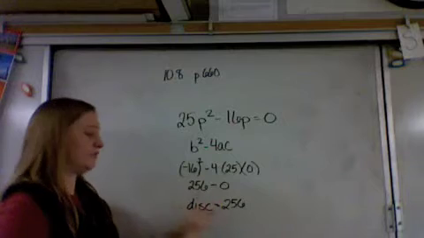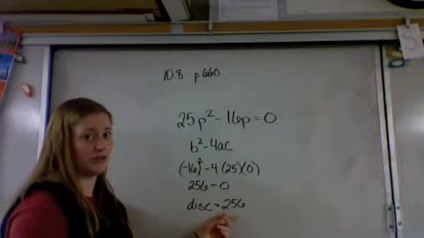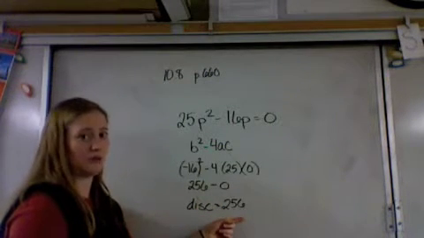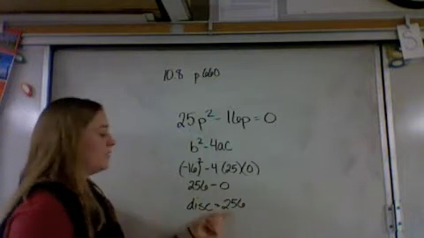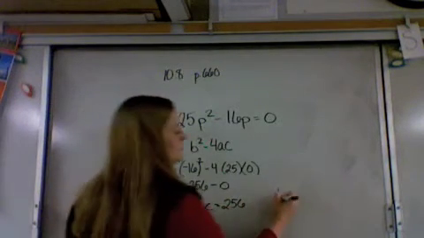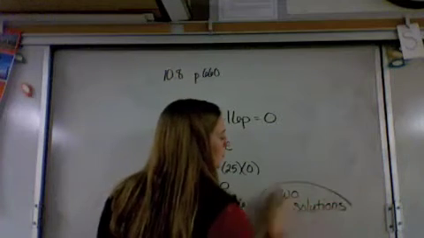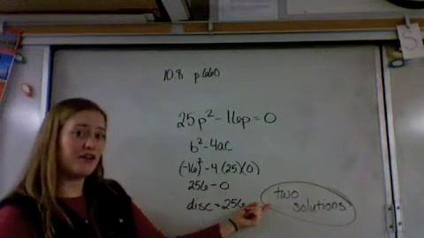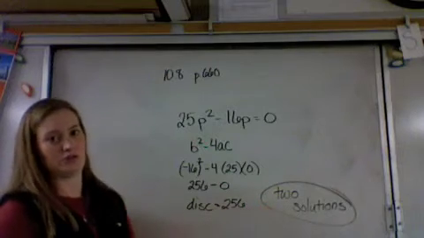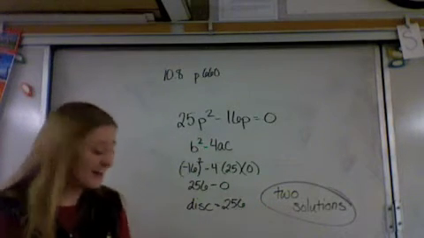Please don't confuse this with the actual answer. This is not what x equals. This is the discriminant. This is what would be underneath the square root. Because it's positive, we have two solutions. So your answer for number 7 on the homework would be 2 solutions. Okay? Let's look at number 9.